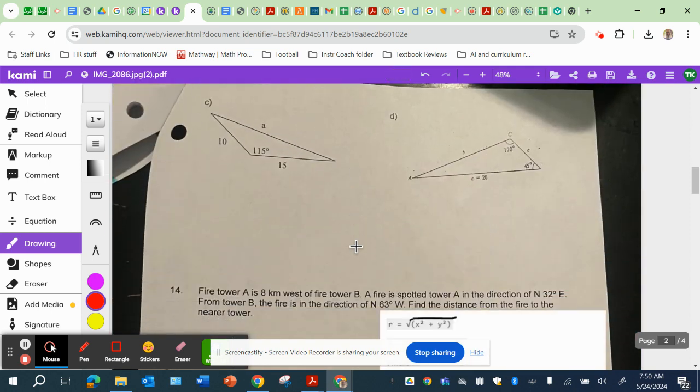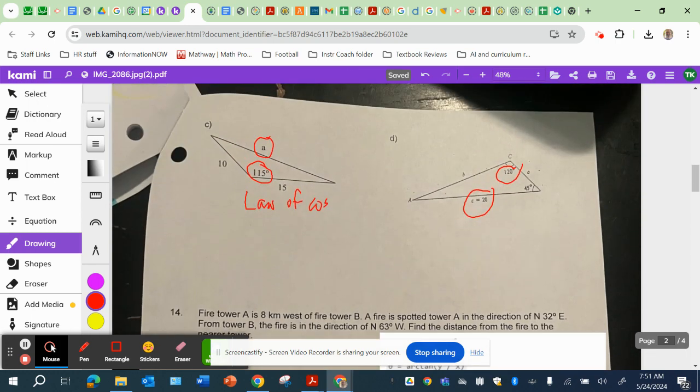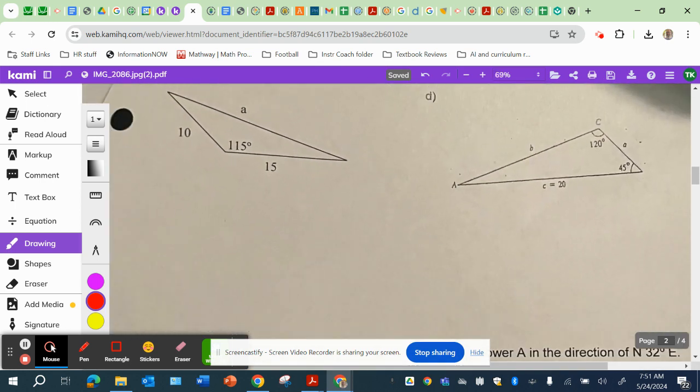These are some oblique triangles. That means they're not right triangles, so you can't use SOHCAHTOA. You have to use law of sines or law of cosines. The way that you can tell is if you know an angle and the side across from it, you can use law of sines. So this one is a law of cosines question. And this one, since we know the angle and the side across from it, we can use law of sines. So I'm going to start with that one because it's easier.